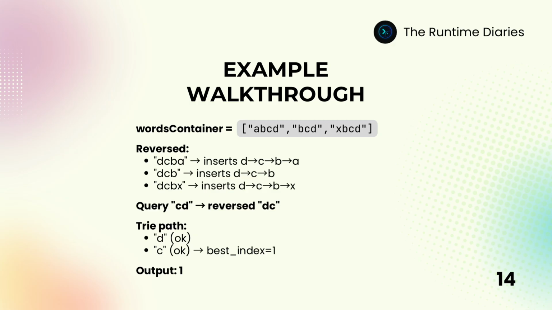Now, for the query CD, we reverse it to get DC. We walk the trie. First we match D, then we match C. At the node for C, best_index is 1 because BCD is the shortest word that passes through this node. So the output is 1.